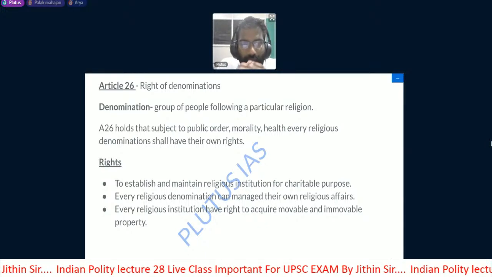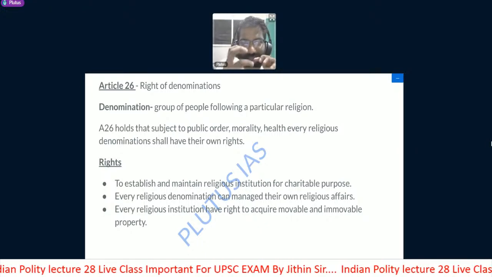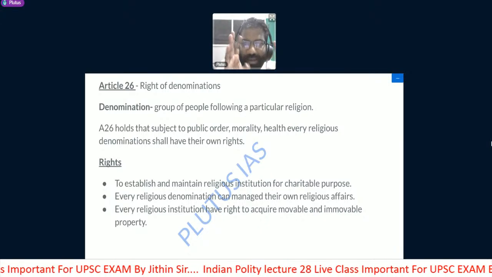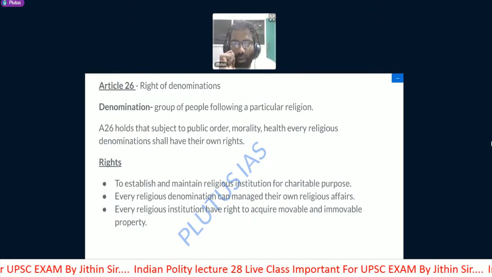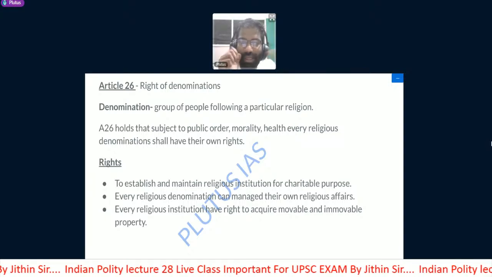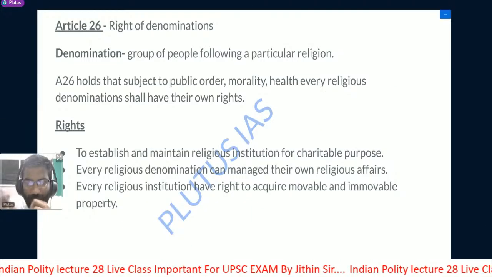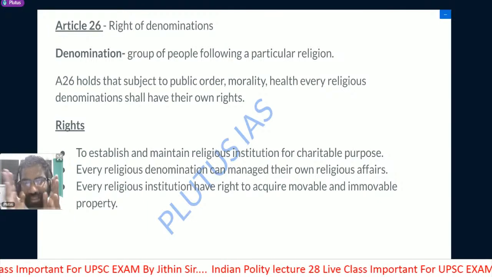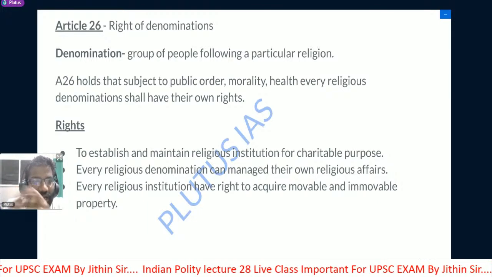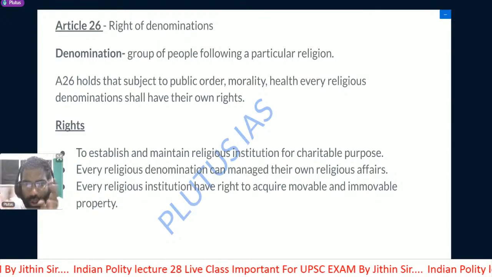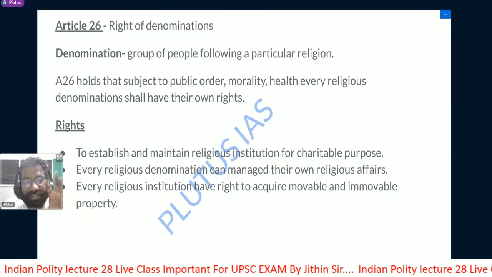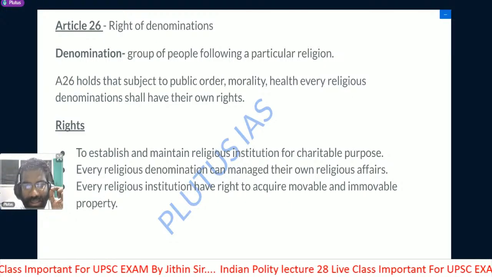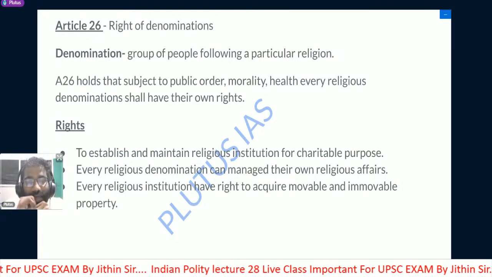Okay, so what we were discussing? We were discussing a particular group of people following a particular religion. A particular group believing in a particular religion is called a denomination, and this denomination has certain rights. Even this group of people have certain rights. If some people believe in one religion, if they are following a certain religion, they have certain rights. Okay, and what are the rights?